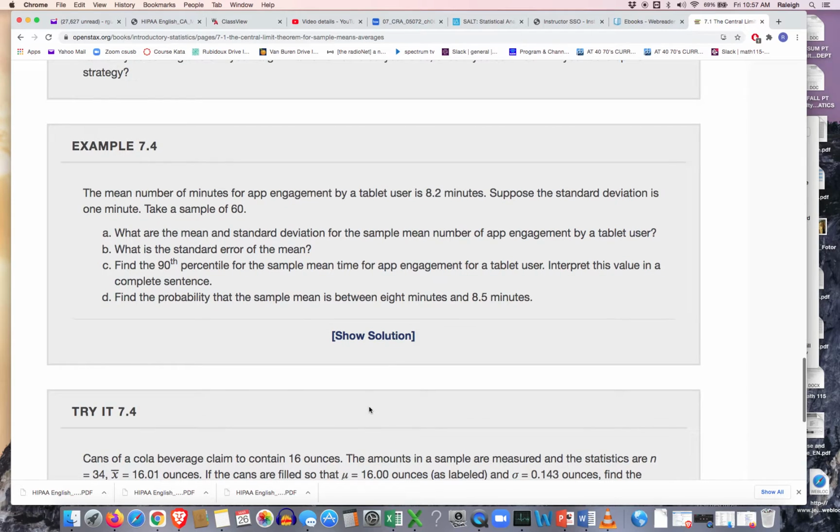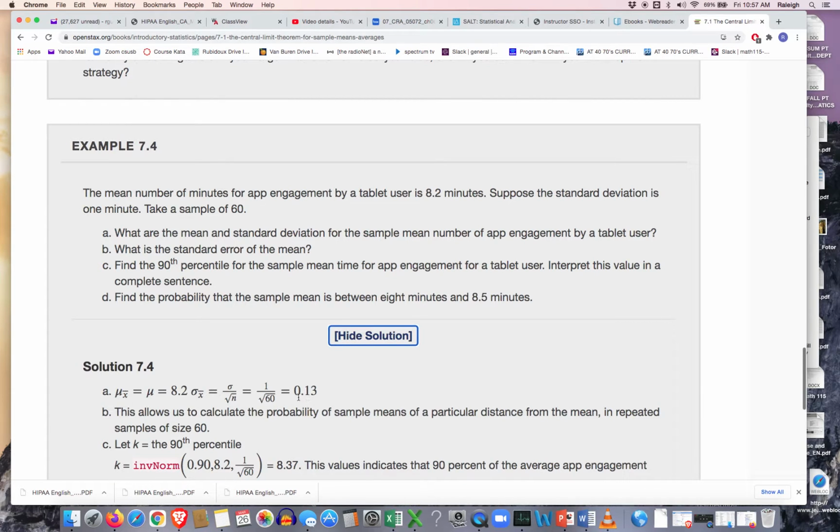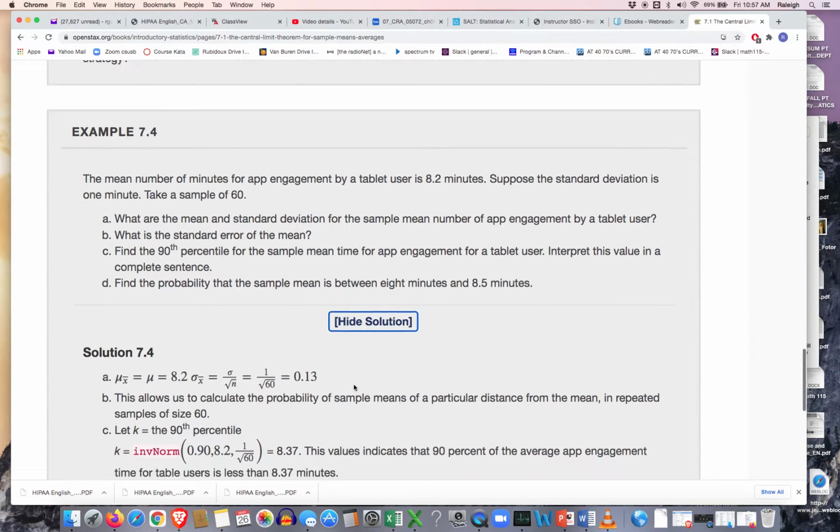Okay, so let's look at this example here. The mean number of minutes for app engagement is, let's see, yeah, this is a pretty good one. Let's try this one. For app engagement by a tablet user is 8.2 minutes. Suppose the standard deviation is 1 minute. Take a sample of 60. What are the means? Well, the mean is exactly the same, it's 8.2. And then we'd have to take our 1 for the standard deviation, divide by the square root of 60, which is small. Let's show the solution. They're going to work this one out for us. And that's a very small number, 0.13.